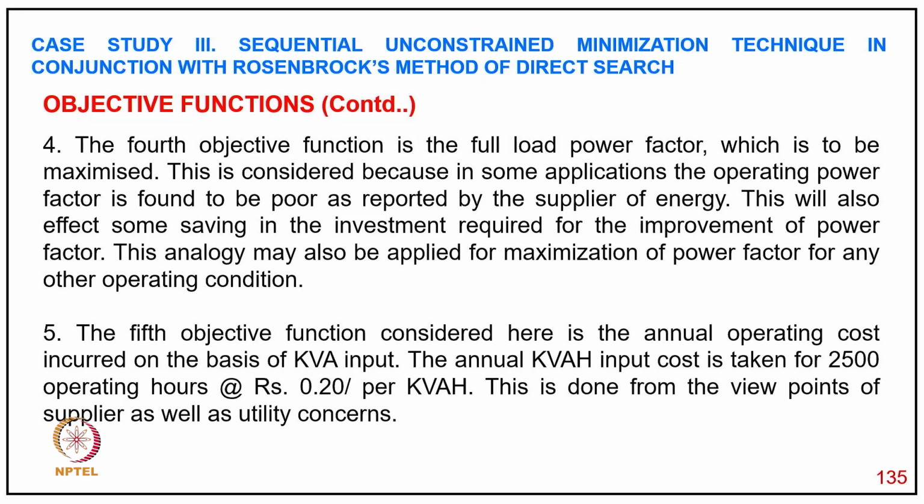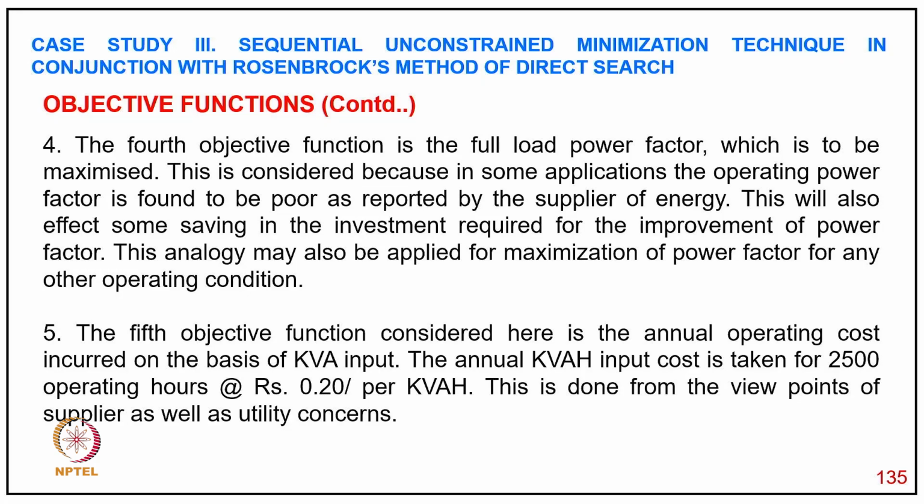The fourth objective function is taken as the full load power factor, which is to be maximized. This considers that in some applications the operating power factor is found to be poor, as quoted by the supplier of energy. There is also the effect of some saving in investment required for improvement of power factor. The analogy may be applied for maximizing the power factor for any operating condition.